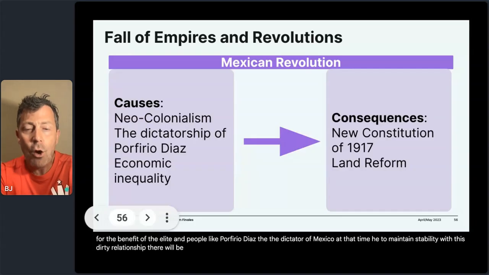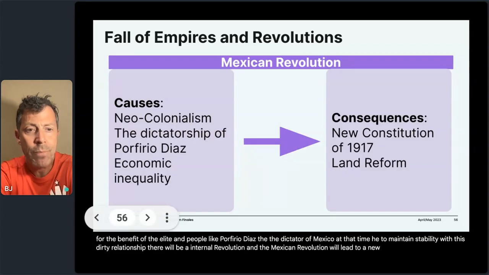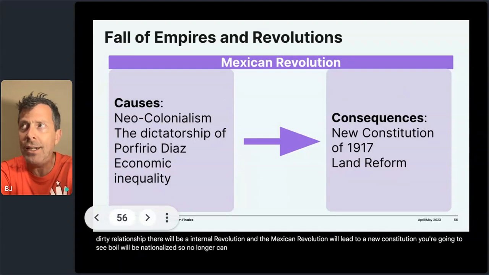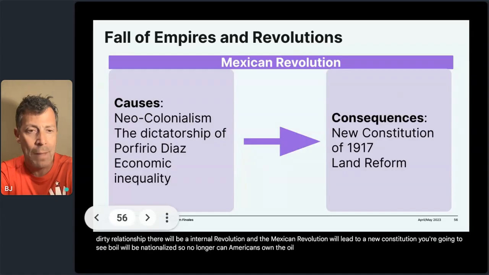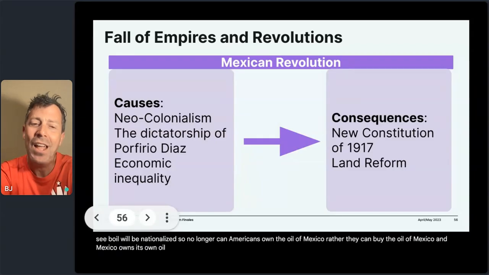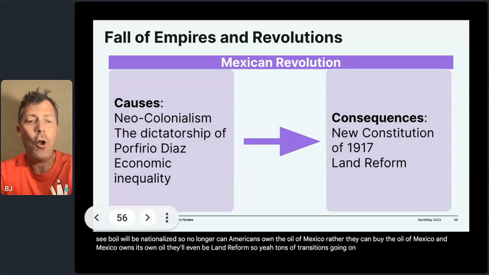There will be an internal revolution, and the Mexican Revolution will lead to a new constitution. You're going to see oil will be nationalized. So no longer can Americans own the oil of Mexico. Rather, they can buy the oil of Mexico, and Mexico owns its own oil. There'll even be land reform. So yeah, tons of transitions going on all different continents.